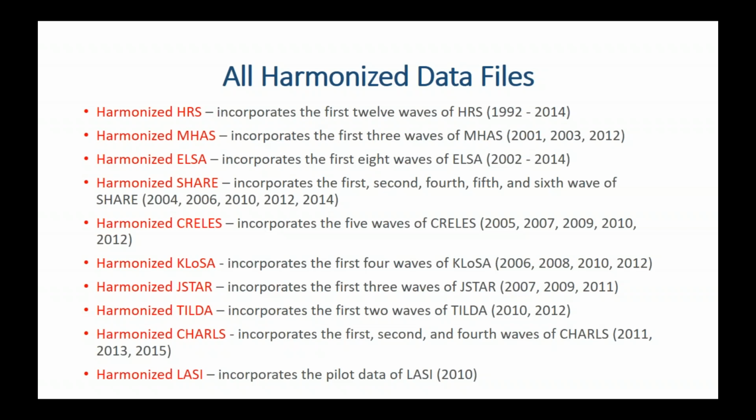Here is a list of the current available harmonized data files. As you can see, we have a harmonized dataset for the US called the Harmonized HRS. This data isn't like the other ones because it is meant to be a supplement for the RAND HRS and has variables that the RAND HRS doesn't already have. It's best used in conjunction with the RAND HRS. But we also have datasets that are comparable to the RAND HRS for Mexico, England, Europe, Costa Rica, South Korea, Japan, Ireland, China, and the pilot study for India. And we're adding new waves and new studies as soon as they become available.